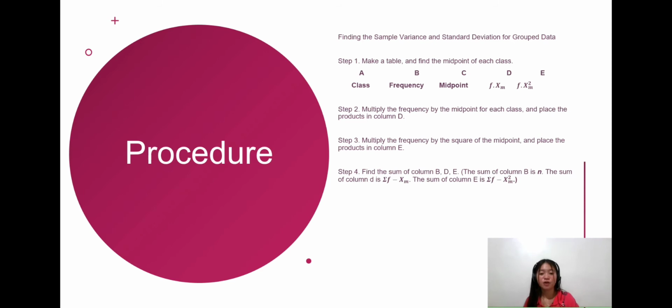Step 4, find the sum of columns B, D, and E. Then step 5, substitute in the formula and solve to get the variance. This is our formula for getting the sample variance. Then, take the square root to get the standard deviation.